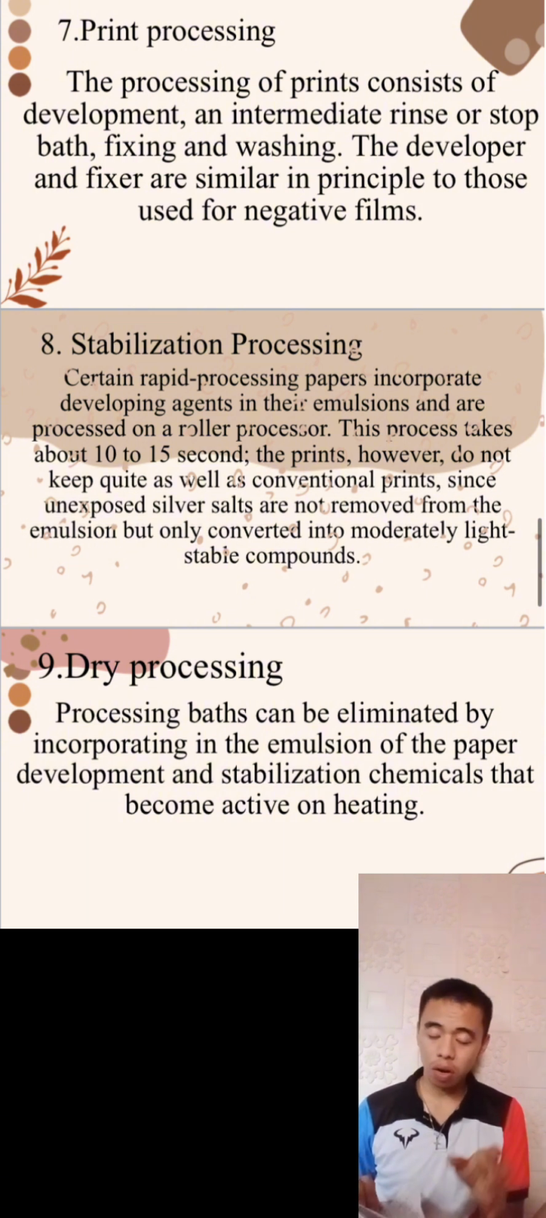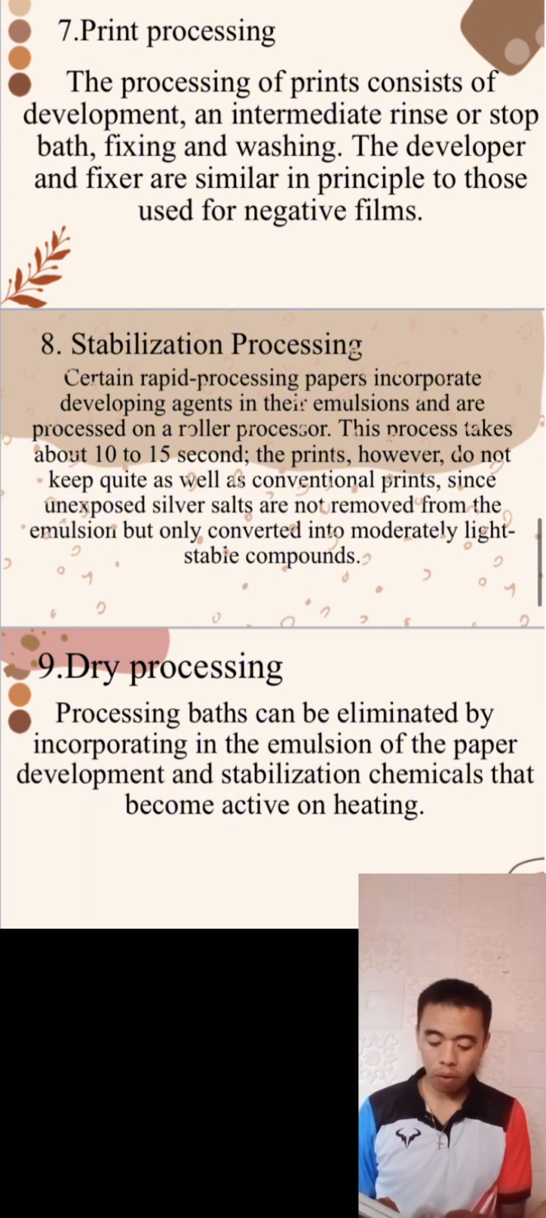So the papers that have developing agents in their emulsion are fed by the machine through an activating bath. So for quick development, stabilizing bath, two squeezing rollers, and a print emerges barely moist.